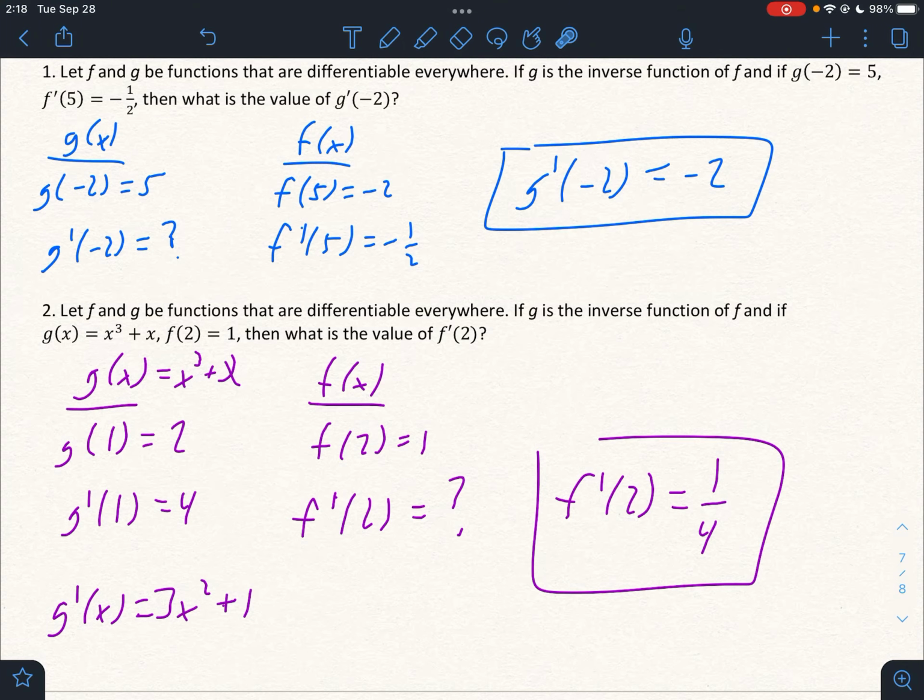All right, that'll do it for our look into the derivative of inverse functions.